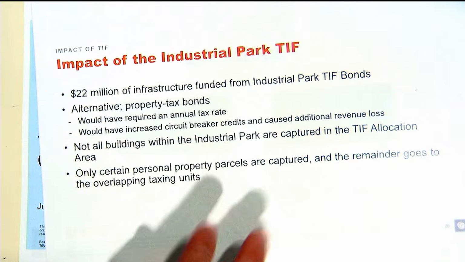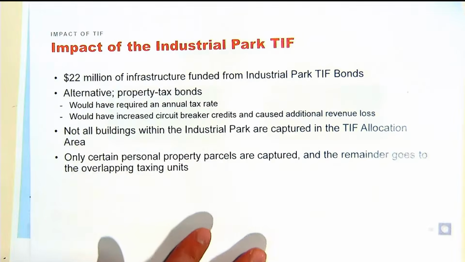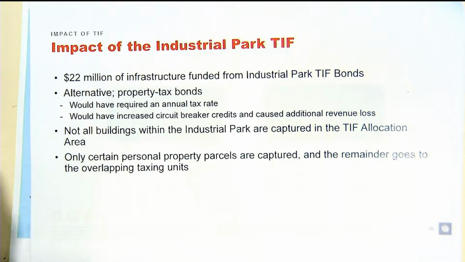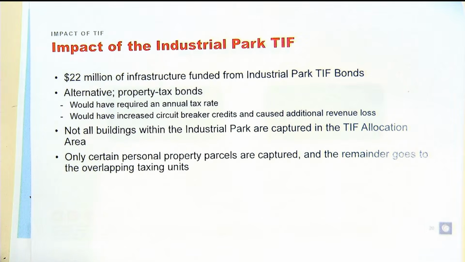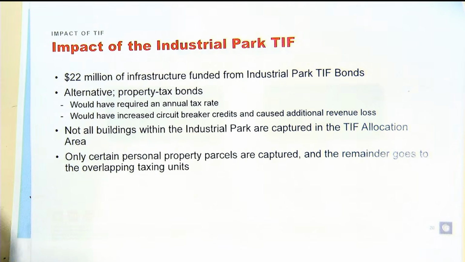Going into a final slide, we like to keep in here just showing what TIF has done, especially for the industrial park TIF area. It has helped fund $22 million of infrastructure within that allocation area. If it wasn't for that TIF, an alternative would have been a property tax bond, which could have required a new tax rate. And it also would have increased circuit breaker credits and caused additional revenue loss.